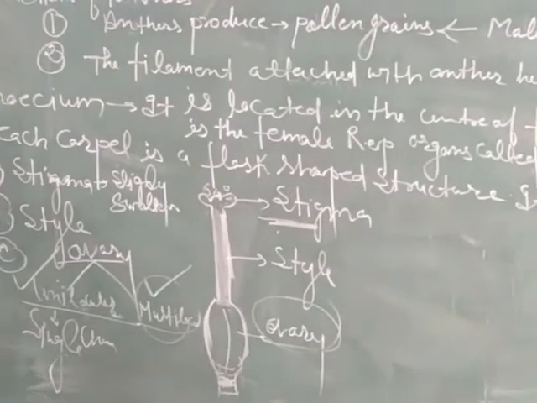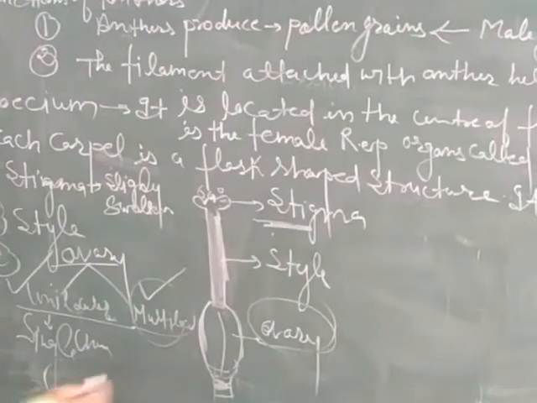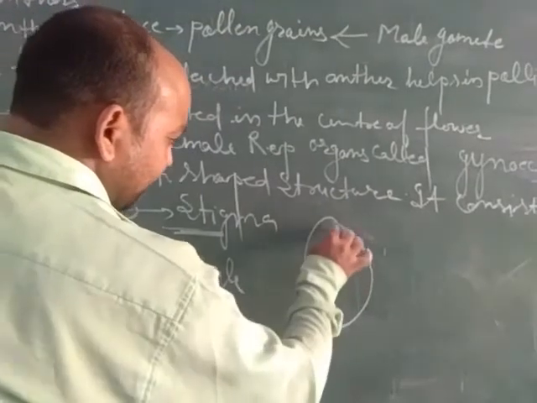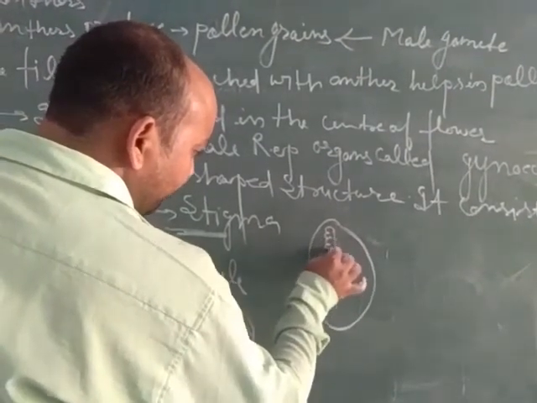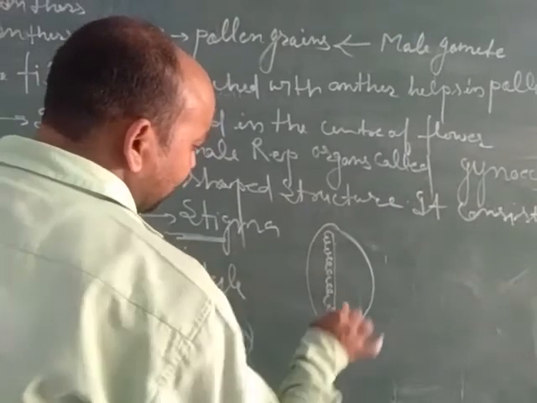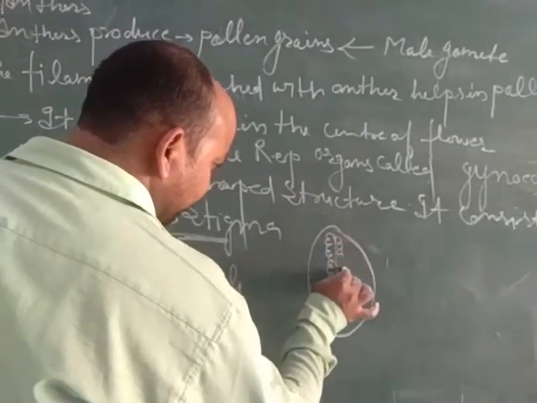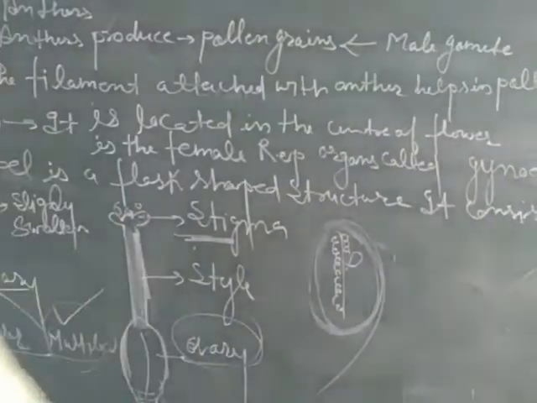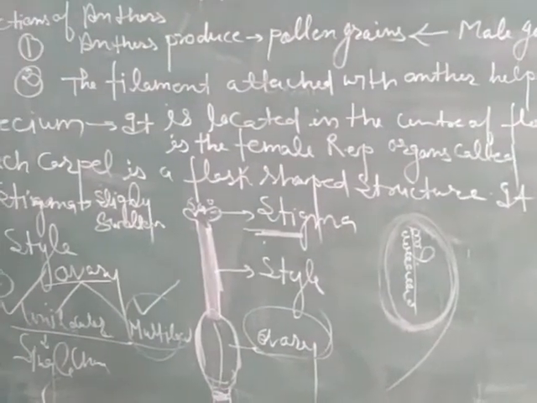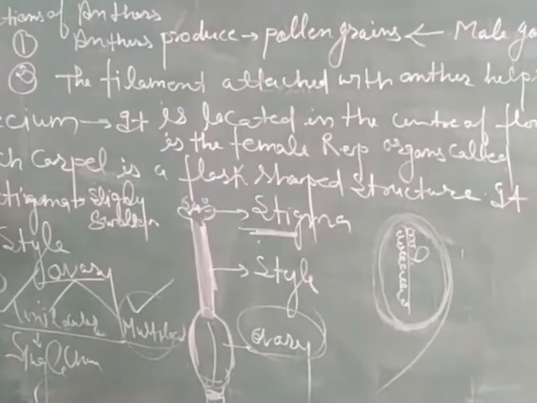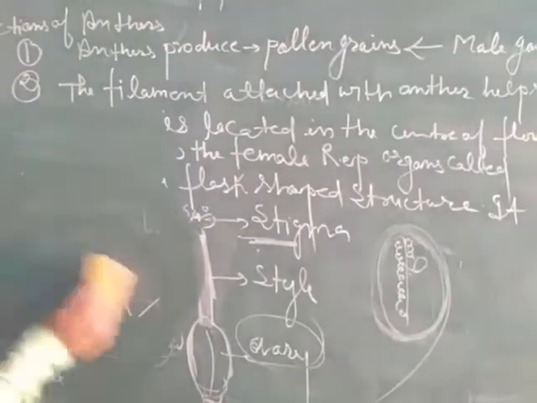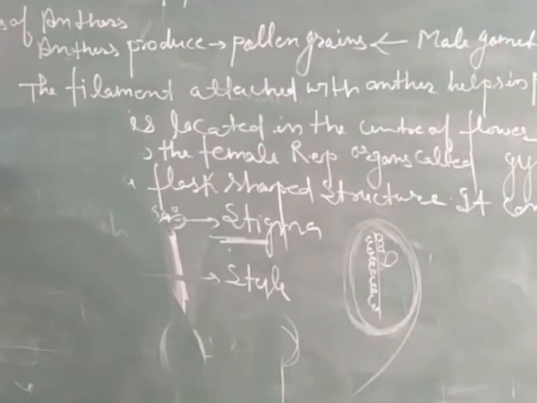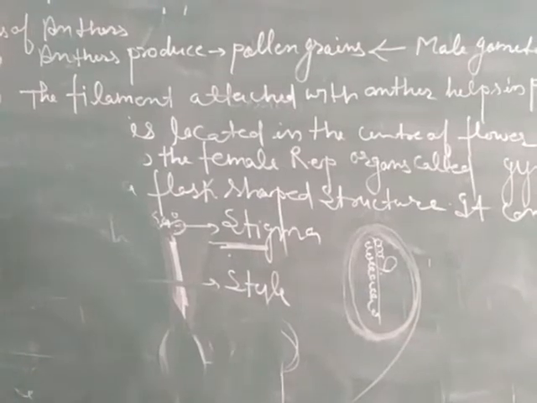Now, dear students, in the ovary, we can say that if there are two chambers, ovules are in the ovary, attached with the placenta, in the embryo sac. Now we will discuss the functions of the gynoecium. The first function is that the hollow cavity of the ovary contains ovules.